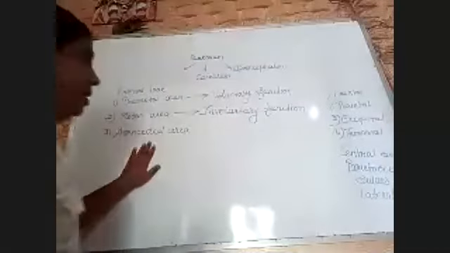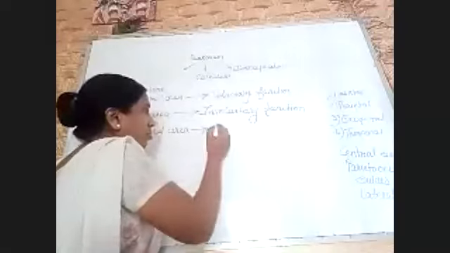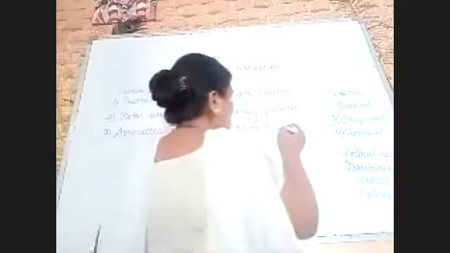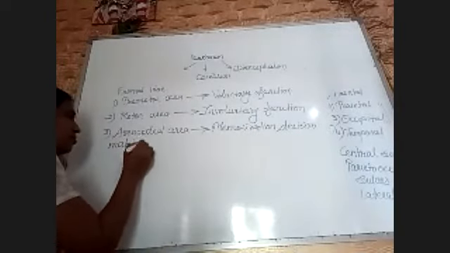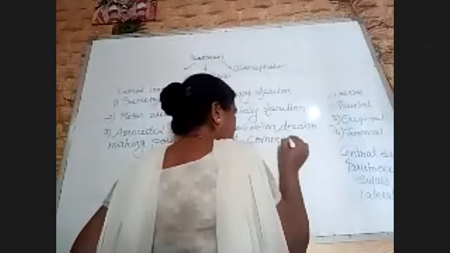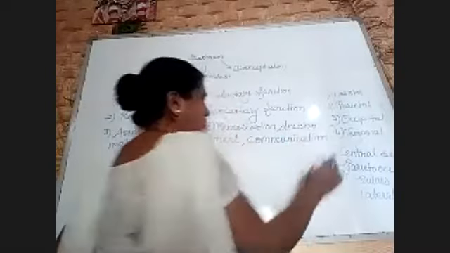And this association area is responsible for memorization, decision making power, judgment, communication, etc. So this association area is very important, because it is responsible for memorization, decision making power, judgment, communication, and all that.